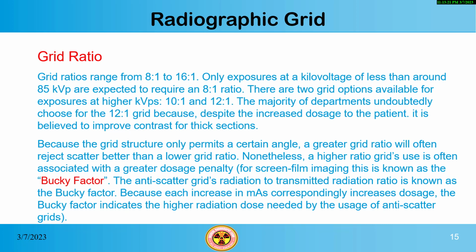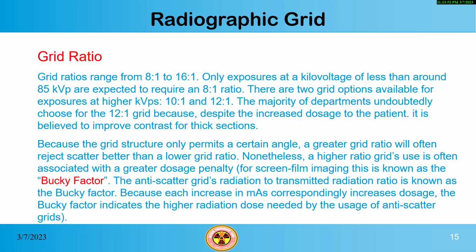Only exposures at a kilovoltage of less than around 85 kVp are expected to require an 8:1 ratio. There are two grid options available for exposures at higher kVps, 10:1 and 12:1. The majority of departments undoubtedly choose the 12:1 grid because, despite the increased dosage to the patient, it is believed to improve contrast for thick sections.